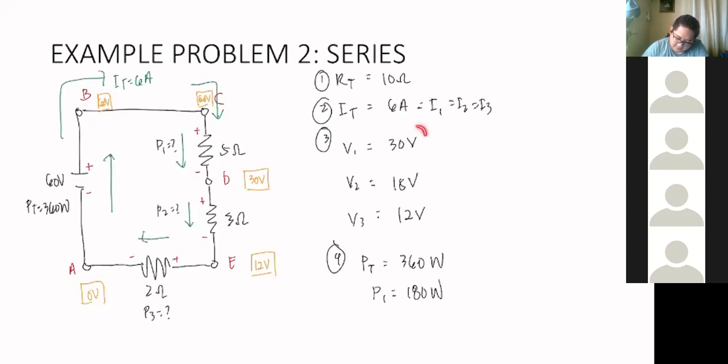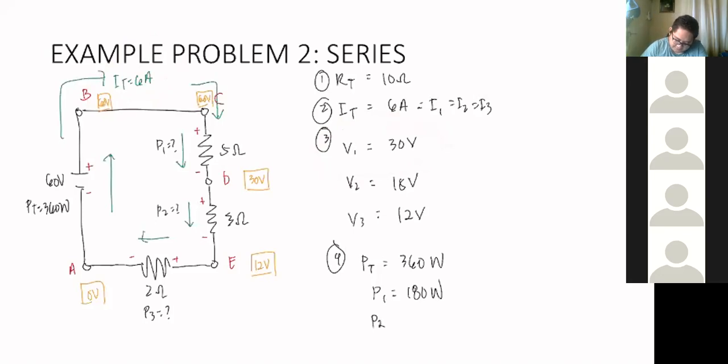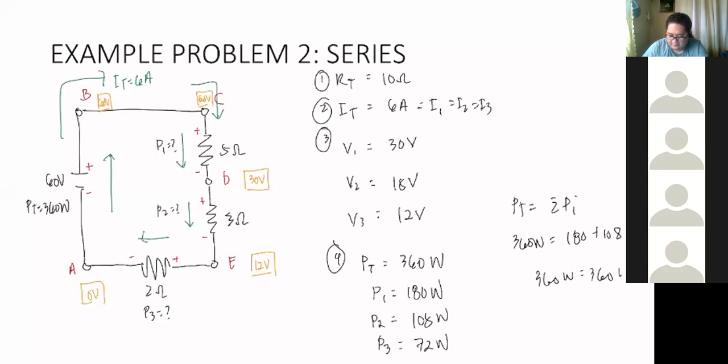Galing sa 30 volts tsaka 6 ampere, no? P2, 108 po. Okay, 108 watts. Then last, P3 is 72 watts. Okay? So again, kailangan natin si PT ay equal dun sa summation ng P1 natin. So 360 watts equals 180 plus 108 plus 72. So correct, no? Okay? So yan na yung kompleto na yung value ng diagram natin.